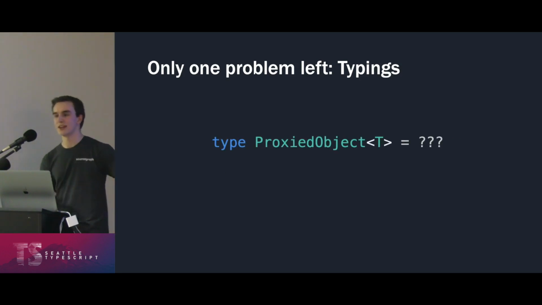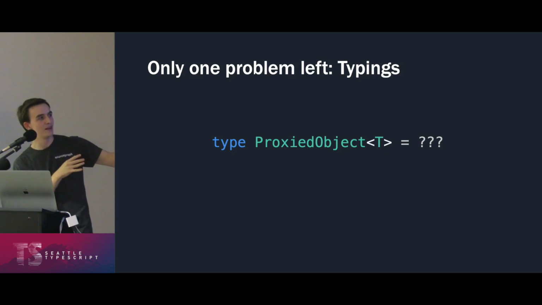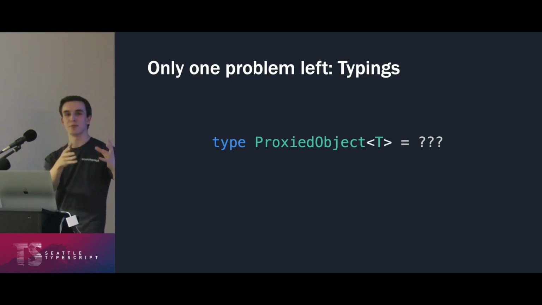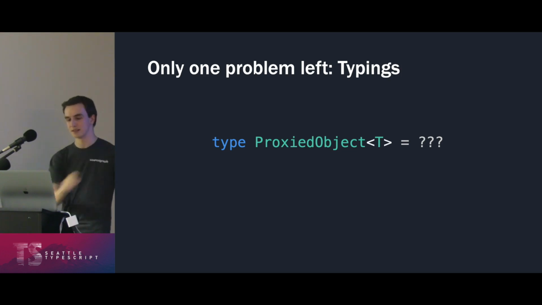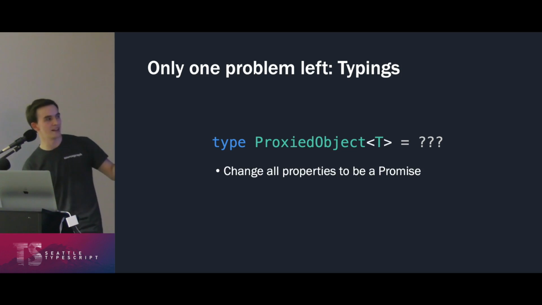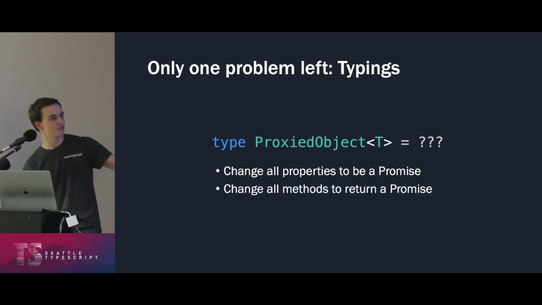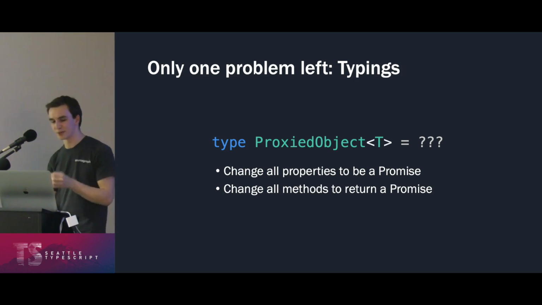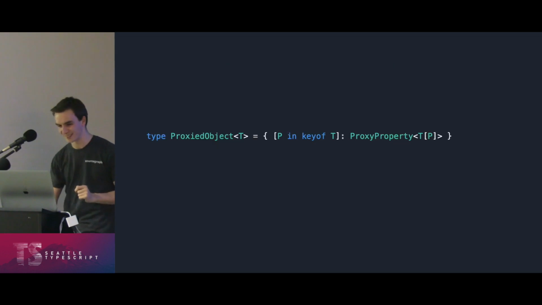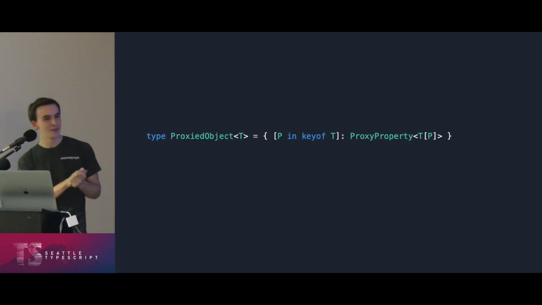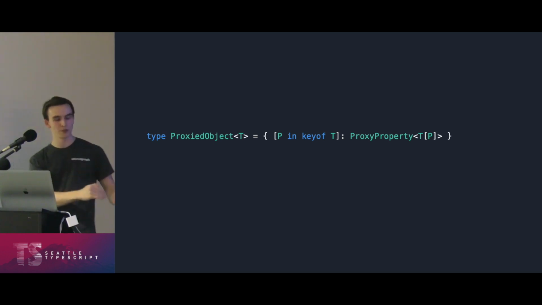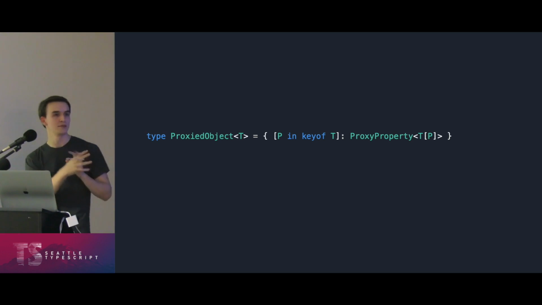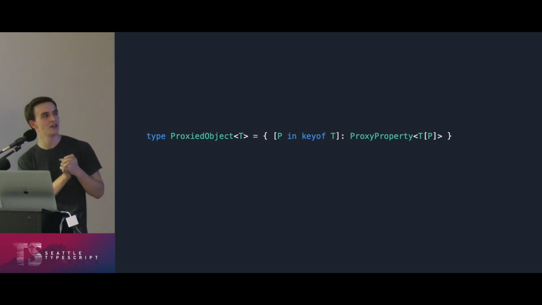So the challenge was, can we define some kind of type that, given the original type where everything is synchronous, gives us the type where everything is proxied. So in essence, simplified, it needs to change all properties to a promise and all methods to return a promise. This is the part of the talk where we start to flex the TypeScript types muscle. So in TypeScript, iterating over every single property of an object is possible with mapped types, which is relatively recent, although I think not that recent anymore.